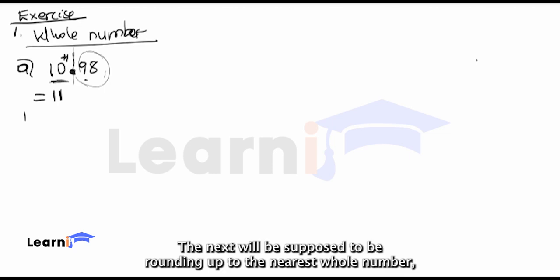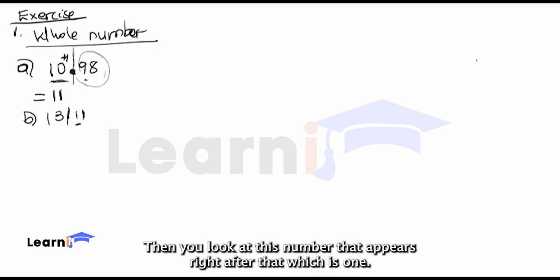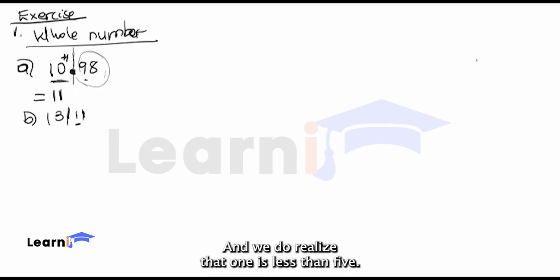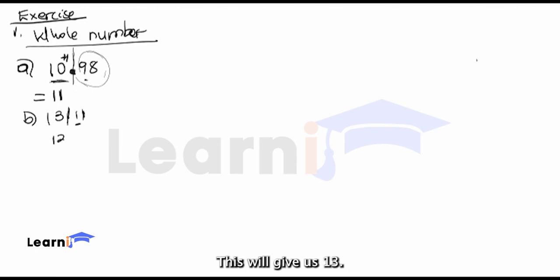Let us move on to the next, where we are rounding off to the nearest whole number, which is 13.11. We do the same thing. The whole number here is 13, right? So this is where we draw our line. Then we look at the number that appears right after that, which is 1, and we realize that 1 is less than 5. So we do not round up, we round down, meaning we do not add any 1. This will give us 13 as it is.